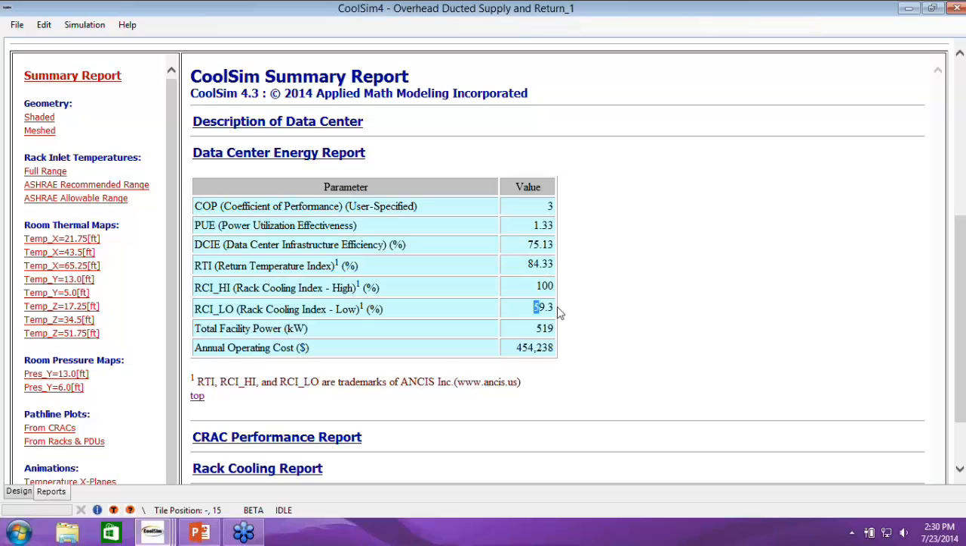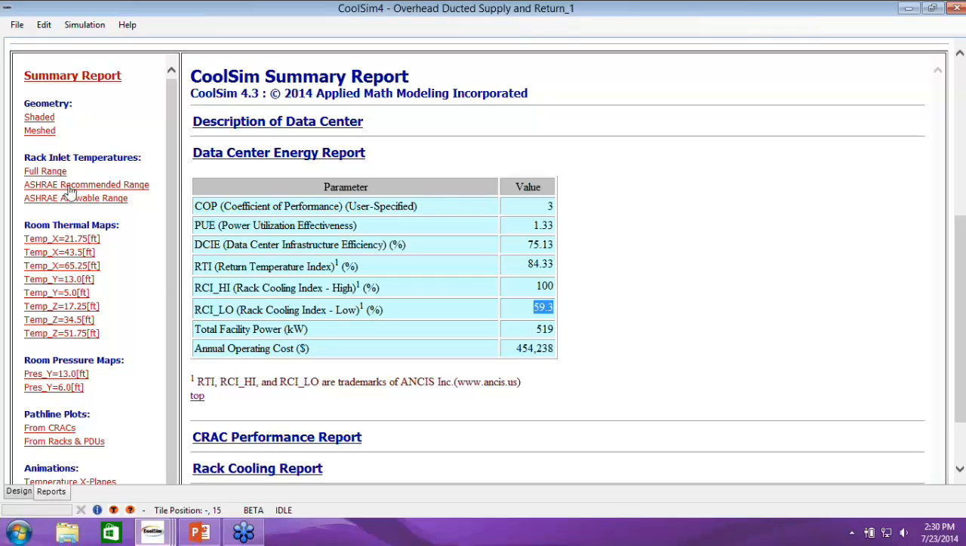And RCI low here, 59%. What's that tell you, Magnus? Well, of course, if RCI low is below 100%, which is the ideal, it means that the space is overcooled. You have too much cool air coming in. That's right. So now we understand that. We look there first, and now we can look at graphics.